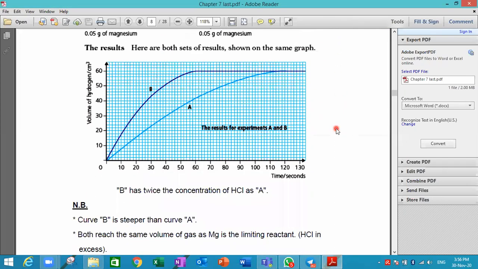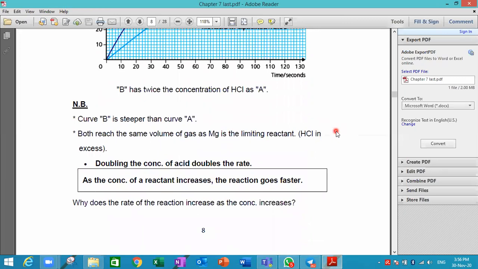This is the first thing that we concluded: the more concentrated one of the reactants is, like for example here HCl, the faster will be the rate. And it was found that doubling the concentration of the acid doubles the rate of the reaction.